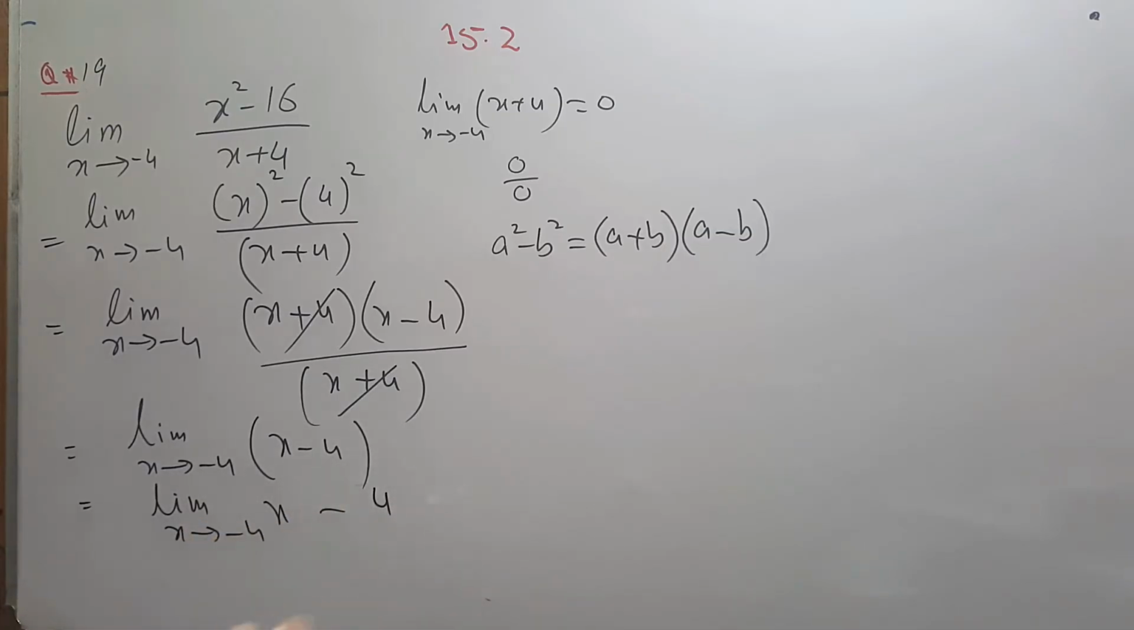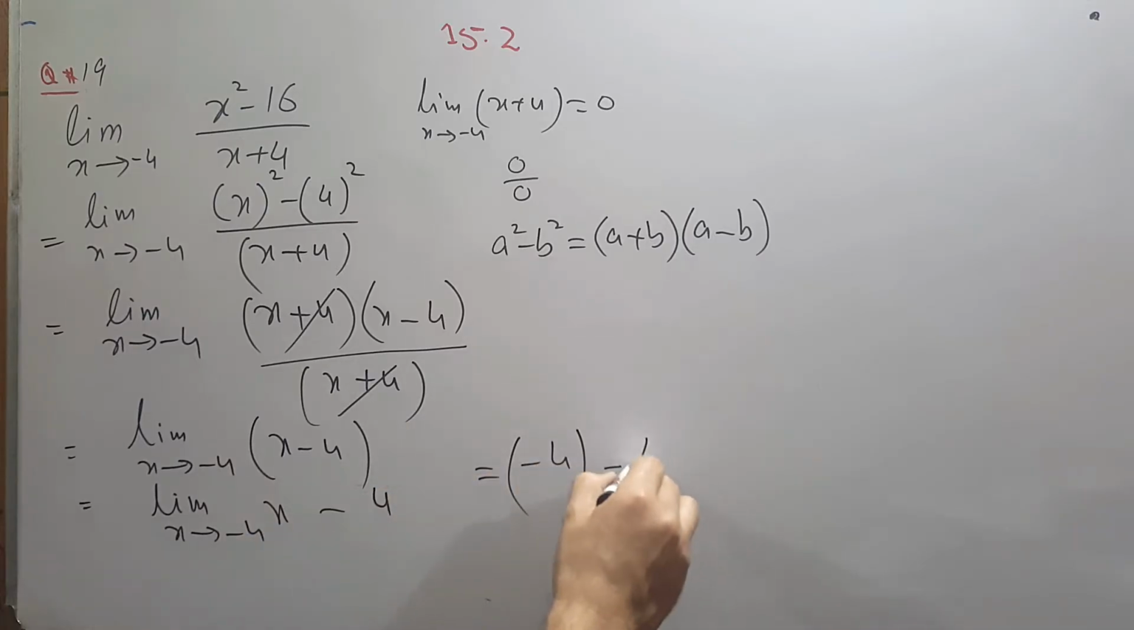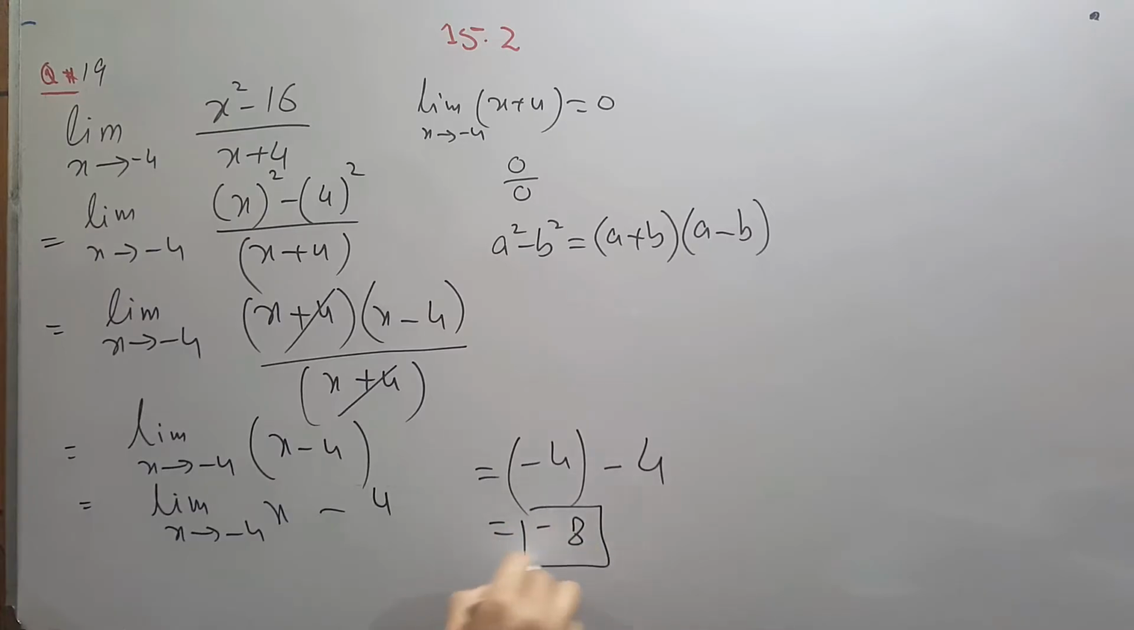And since 4 is a constant, it will give us the value 4. Now if I apply the limit for x, we write down minus x minus 4, and that is minus 4 minus 4, which gives you minus 8.